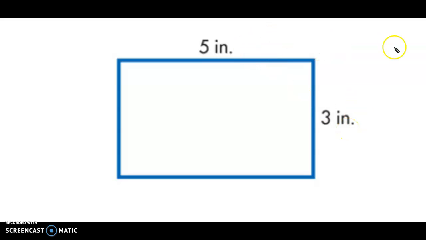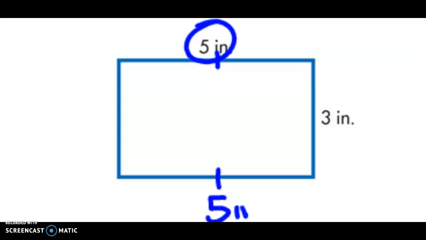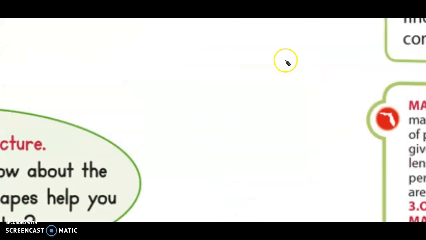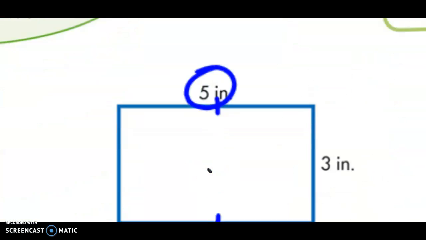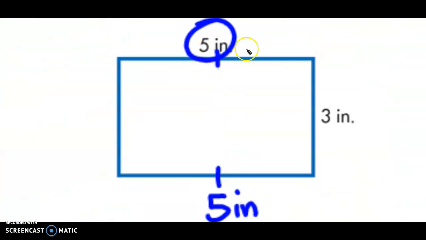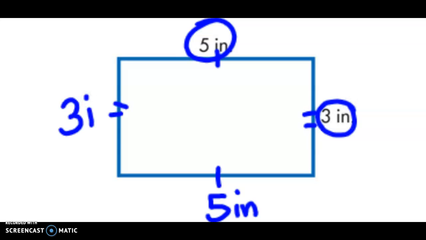But since we know that rectangles have opposite sides, that's this side and this side, of equal length, I know that since this side is 5 inches, this side is also 5 inches. I am sure of that because the problem told me this is a rectangle, and I know that rectangles have opposite sides of equal length. So following that same thinking, if this side is 3 inches, then this side is 3 inches. Okay? Now we've got all of our sides. We know perimeter, add up all the sides.